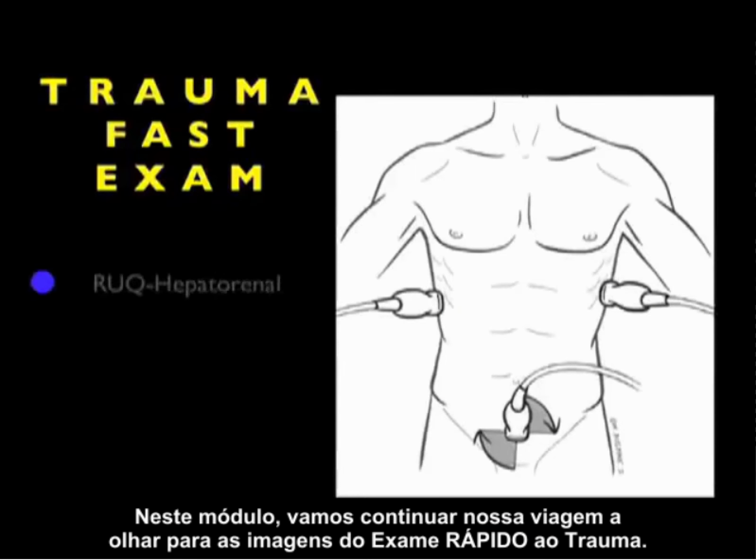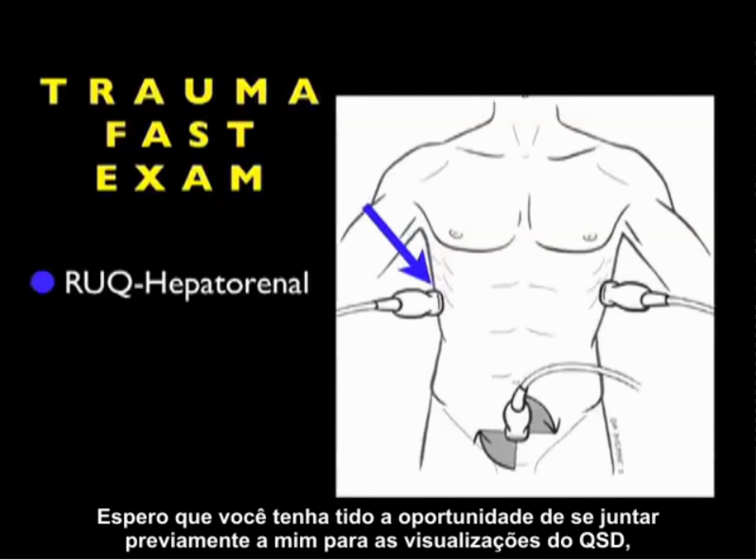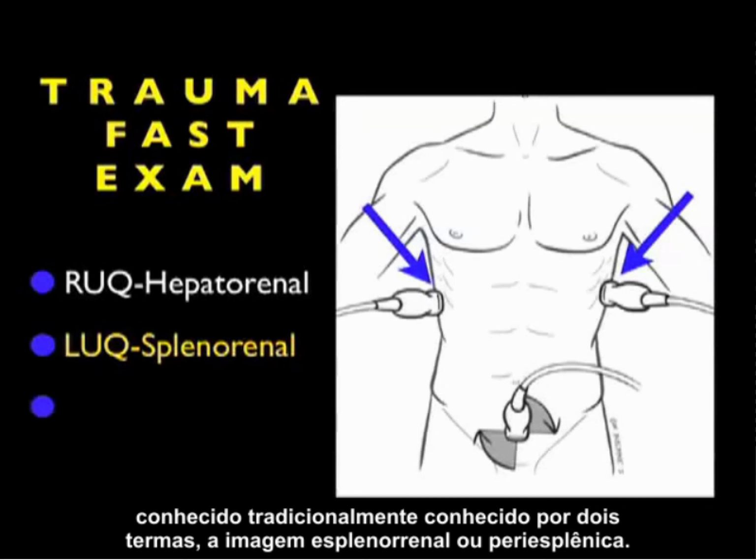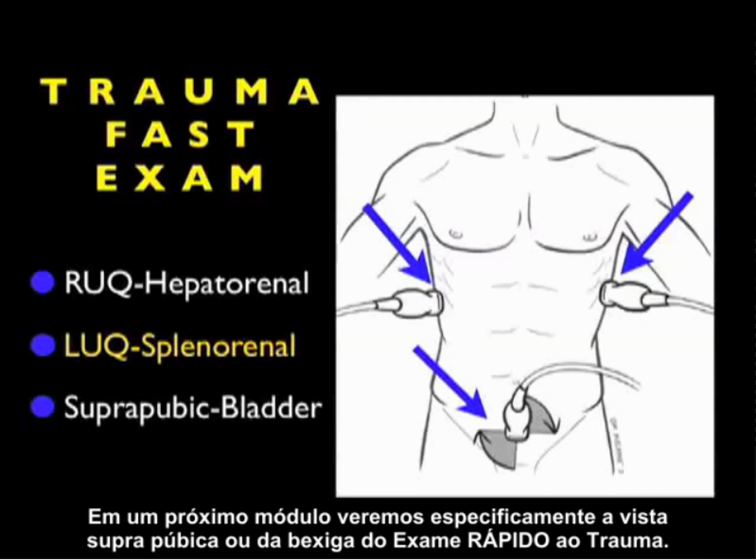In this module, we'll continue our journey looking at the views of the trauma FAST exam. Hopefully you've had a chance to join me prior for the views of the right upper quadrant, and in this module, we're going to look specifically at the left upper quadrant views of the trauma FAST exam, known traditionally by two terms, the splenorenal or the perisplenic views. In an upcoming module, we'll look specifically at the suprapubic view or bladder view of the trauma FAST exam.